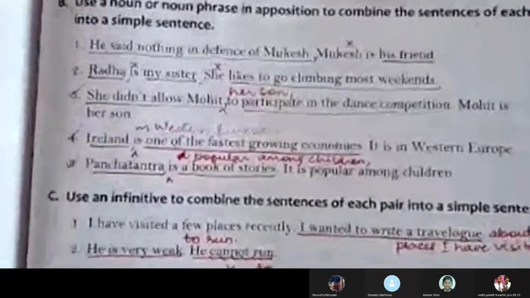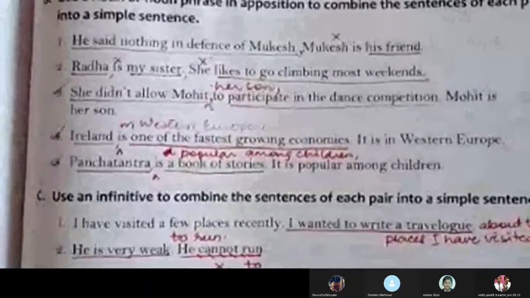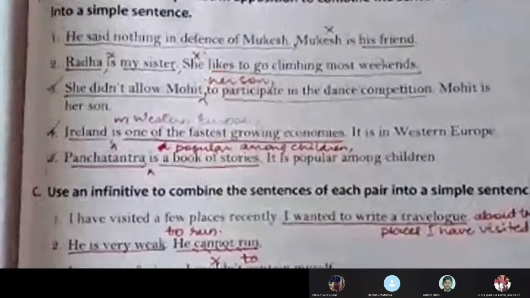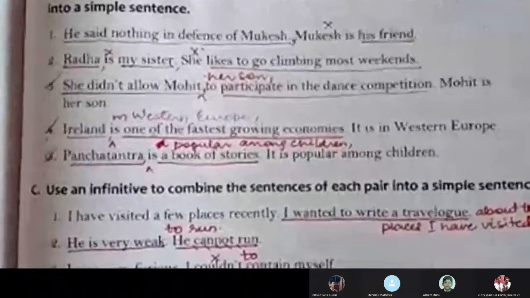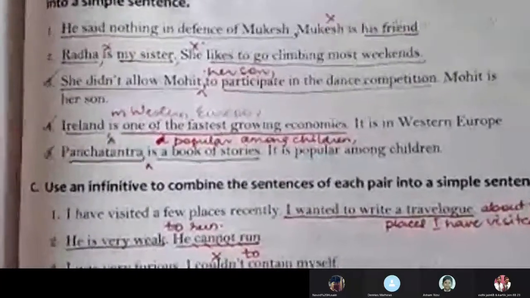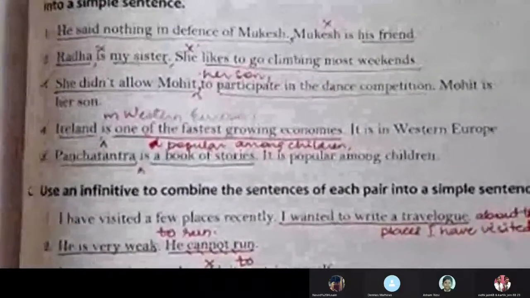Next, Radha is my sister. She likes to go climbing most weekends. Answer: Radha, my sister, likes to go climbing most weekends.